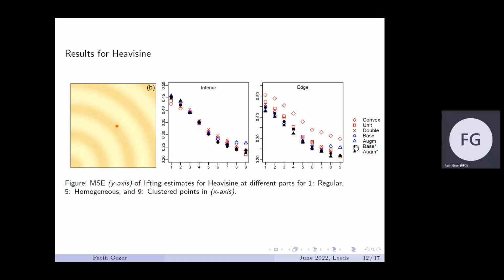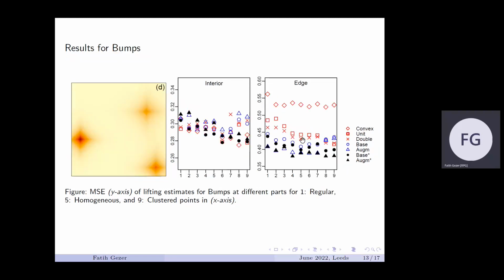And usually the open circle and triangles are very competitive results, but for the more clustered points, the star methods are the modified versions of the blue circle and the triangle. In the clustered point cases, the solid circle and triangle are giving better estimates. So we tried this for different test functions as well.